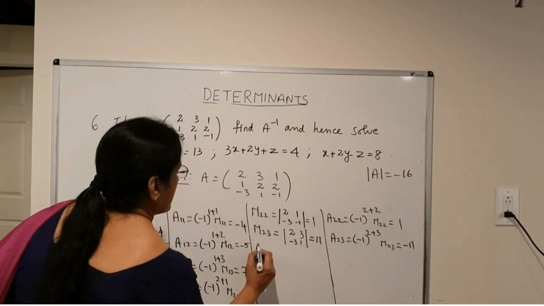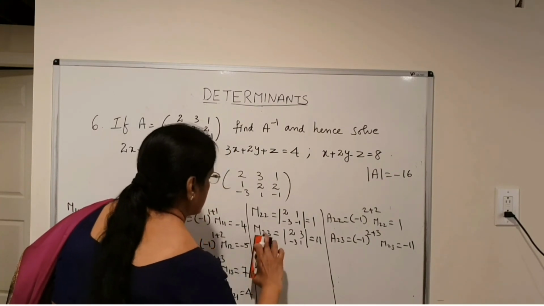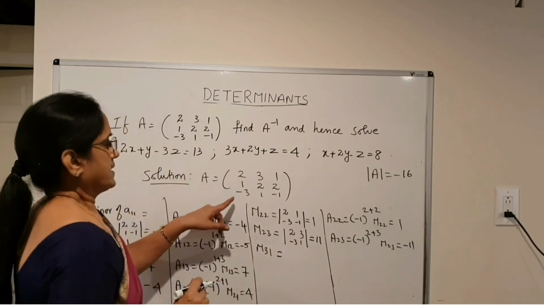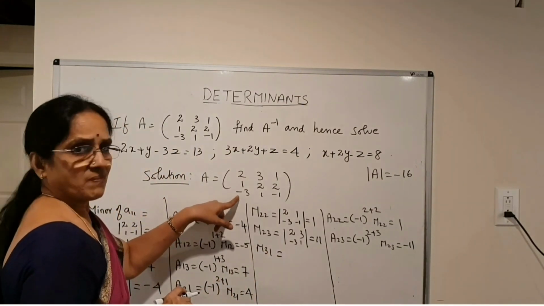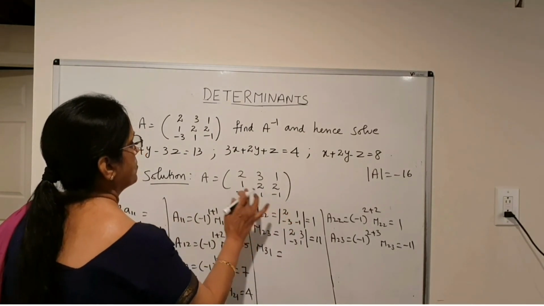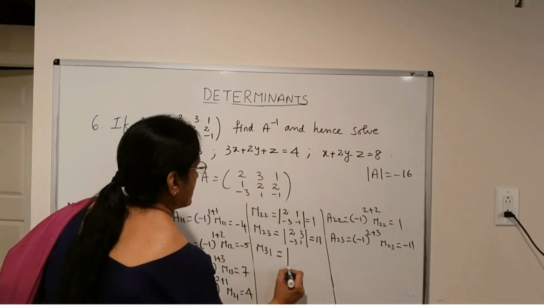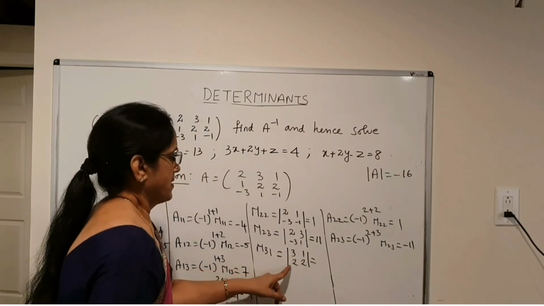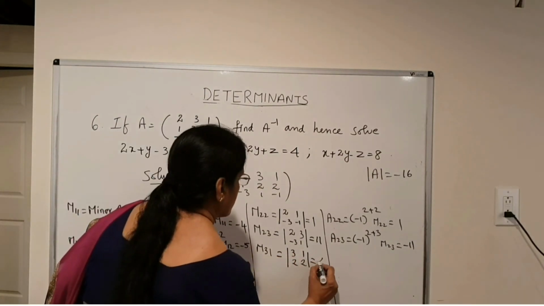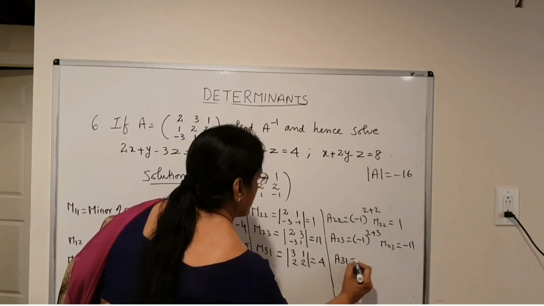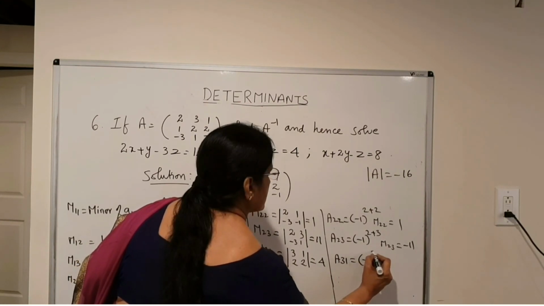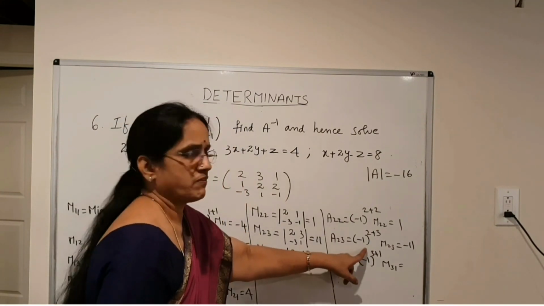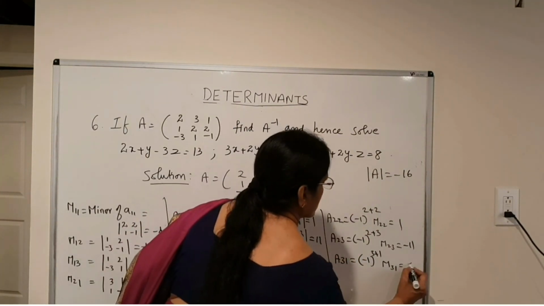Next, M31. That is the minor of the element A31, that is minus 3 over here. Leaving the third row and first column, I have the determinant 3, 1, 2, 2, which will be 6 minus 2, which is 4. So the corresponding A31 will be minus 1 to the power 3 plus 1 into M31. Minus 1 to the power 4 is 1, 1 into 4 is going to be 4.